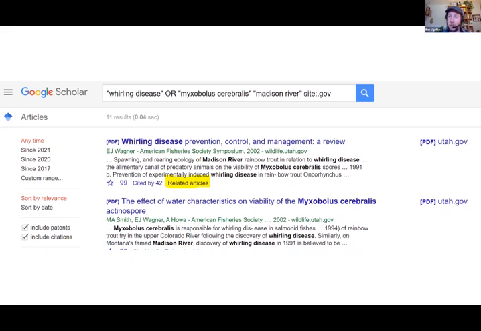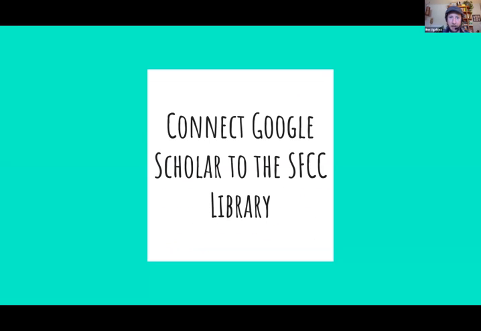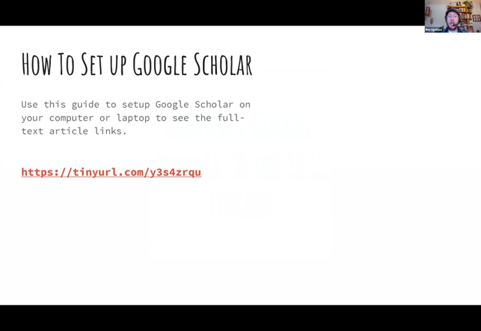So what do you do if you are faced with a paywall? One option, and this is something we strongly suggest, is to connect your Google Scholar to the SFCC library. We have a guide, and we've provided the link here.